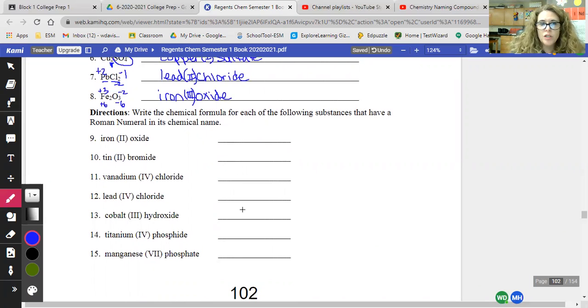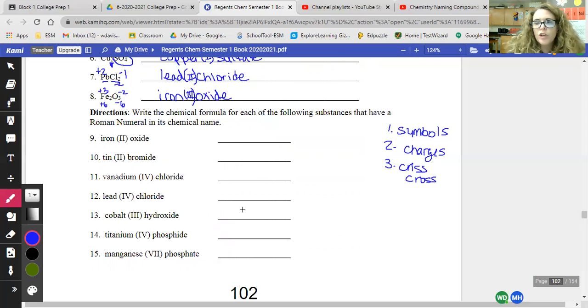Now let's look at how we go from the name to the formula. So I'm going to always use symbols, charges, crisscross, just like we did on page number 101. Translate our words into symbols, grab the charges from the periodic table or table E, and then we're going to crisscross. That crisscross balances the charge because it works as a common multiple to cancel out the positive and the negative.